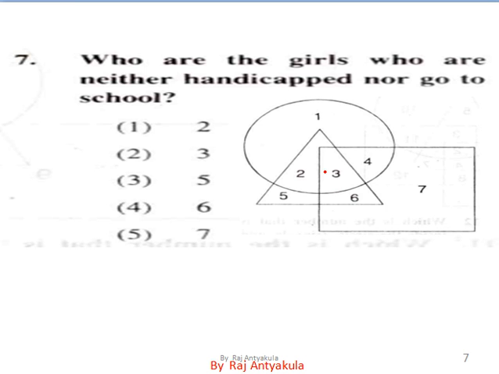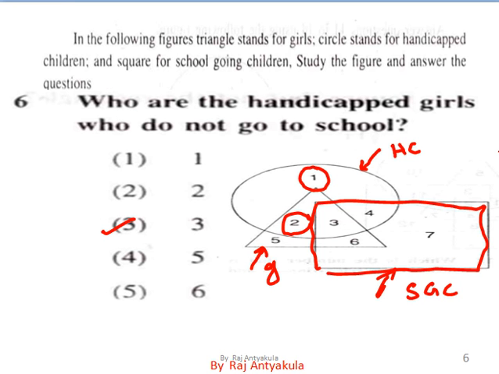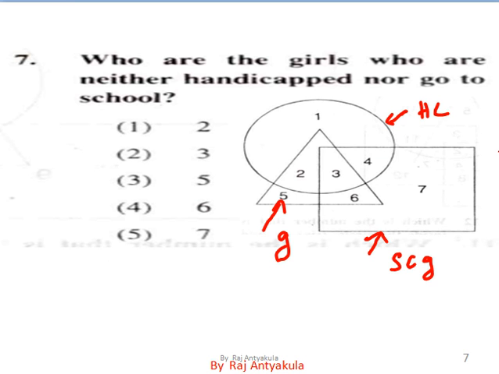Next, see, circle represents handicapped, triangle represents girls, and this indicates school going girls. Okay, now look once again at what is given: school going children. It is not school going girls, it is school going children.